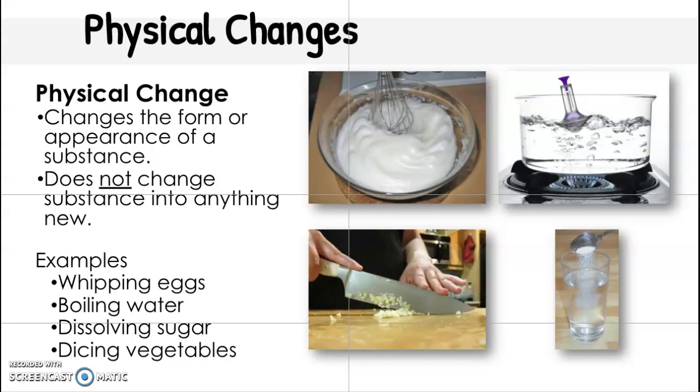So some other examples of physical changes would be like stretching a rubber band. It continues being a rubber band. Dissolving sugar in water. The sugar will still be sugar. Cutting your hair doesn't stop being hair. Melting butter. Bending a paper clip. Crushing an aluminum can. So all these things are still examples of physical changes.